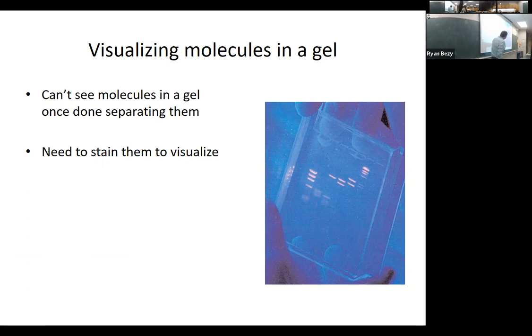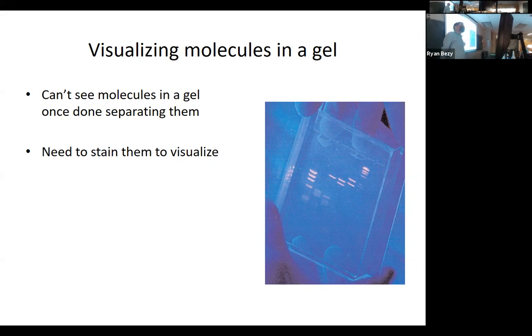You might notice my DNA molecules here are glowing under UV light. So what's happening is this gel, the reason it's kind of purplish is because they're hitting it with UV light. And then they're glowing, they're fluorescing, which then allows you to see them. Why are my DNA molecules fluorescing under UV light? Well, UV light does not normally do that to DNA molecules.